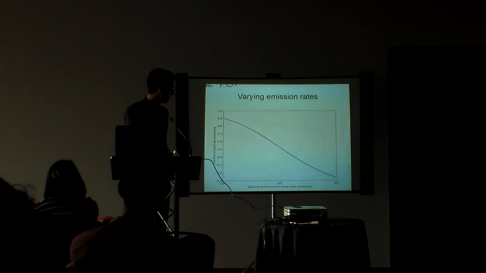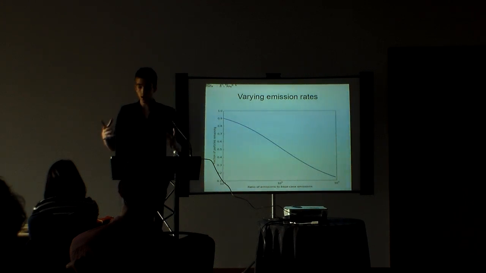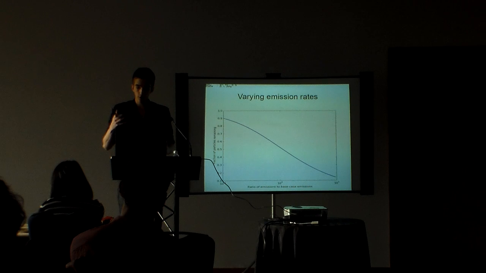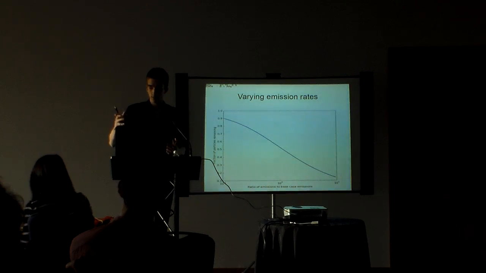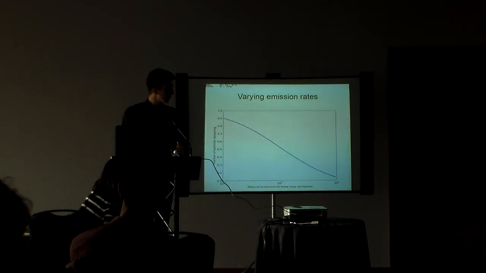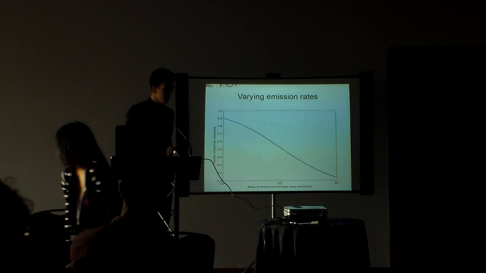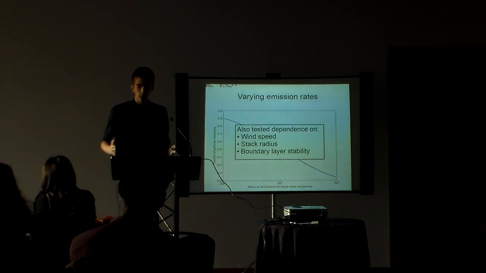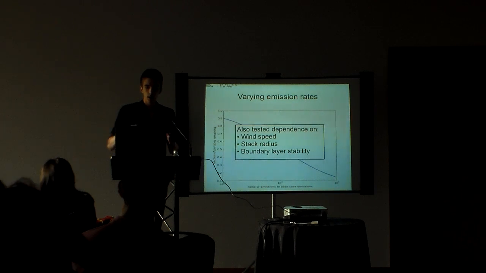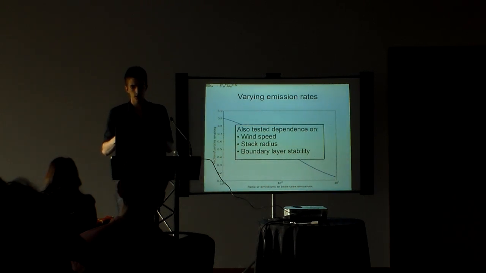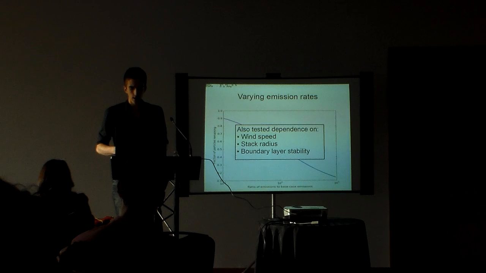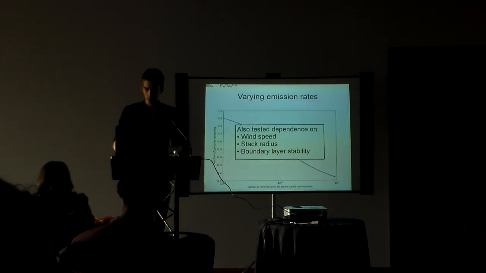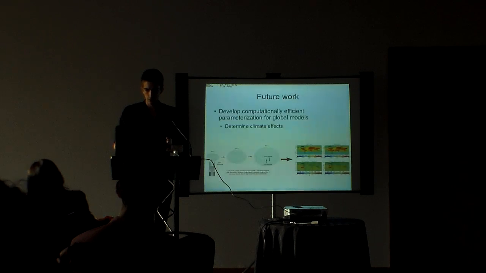We crank it up by a factor of 10, we lose a lot of particles. So cranking it up, emitting 10 times as many particles only gives us about 3 times as many particles when we're done. We've also tested the dependence on wind speed, the radius of the stacks that these particles are being emitted from, and the stability of the boundary layer. I don't really have time to go over those today. But if you'd like to see them, I can obviously show them to you later.